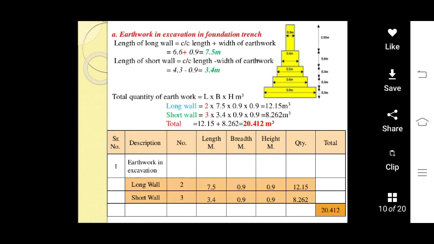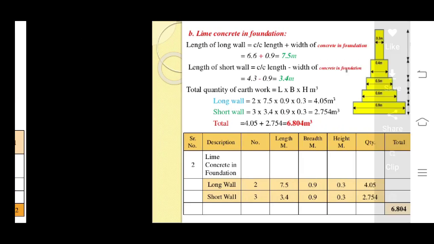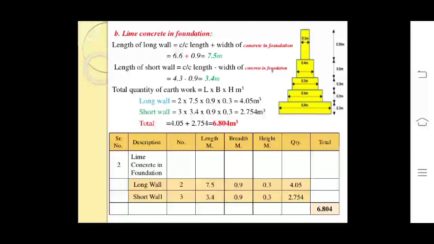Now entering all this calculation in the measurement sheet. For the long wall, the quantity calculated is 12.15, and for the short wall, the quantity of excavation is 8.262, and the total quantity of excavation, the addition of both, is 20.412 meter cubes. Now the second item for calculation is lime concrete in foundation.